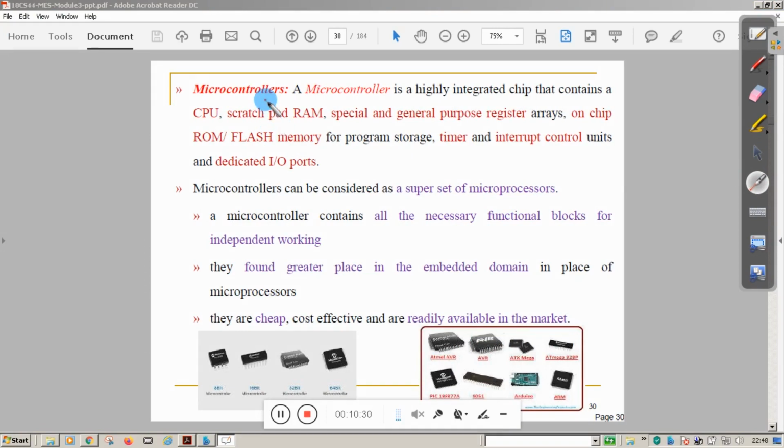You know the difference between microprocessor and microcontroller. Microcontroller is a highly integrated chip which has both CPU and RAM, ROM and other input and output ports. So it has on-board ROM, RAM, flash memory and dedicated input and output ports. Microcontroller contains all the necessary functional blocks for independent working. Microprocessor doesn't have all the blocks for independent working.